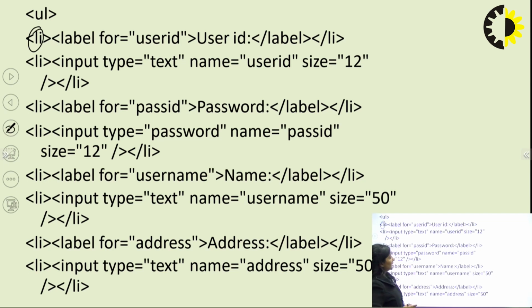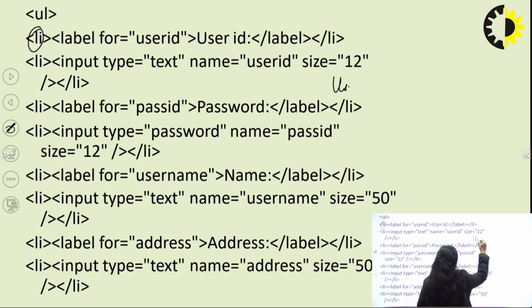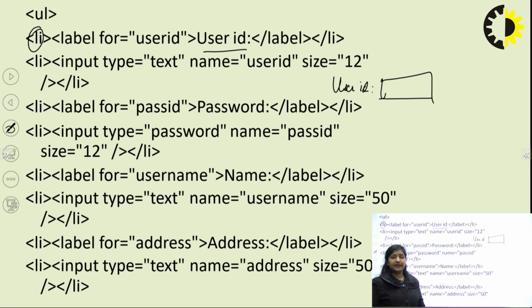Label for user ID. User ID is there and the label. So what will happen? We have a label user ID. Next is the text box type. User ID will be its name and size will be 12. So what will be the output over here? User ID will be visible as it is, and after that a text box will be given. Now we can enter a value in this particular text box. This text box is expecting a value for the user ID.